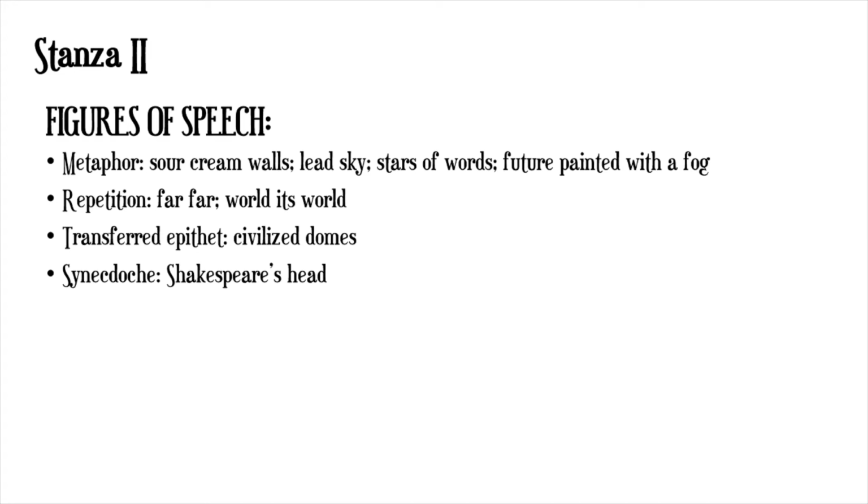I've also explained in the first part that wherever there is a transferred epithet, that has to be a personification. Here also you can see domes cannot be civilized. It is the human beings who are civilized. So the quality of human beings being civilized is transferred to domes. So it is a personification as well. Then synecdoche. Synecdoche means a part representing the whole or vice versa. Now Shakespeare's head doesn't mean that only Shakespeare's head. It means the entire Shakespeare.